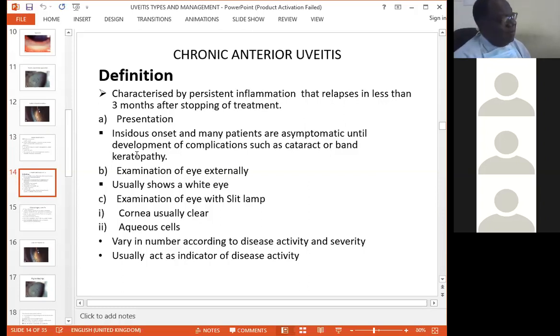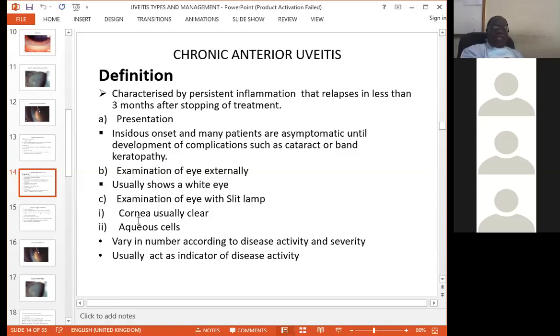Because it's inflammation, people avoid it, thinking it's a small thing. But once the lens is affected and cataract is there, your vision goes down. Then you quickly know, I can't see now. You go there and what you find is usually a white eye.